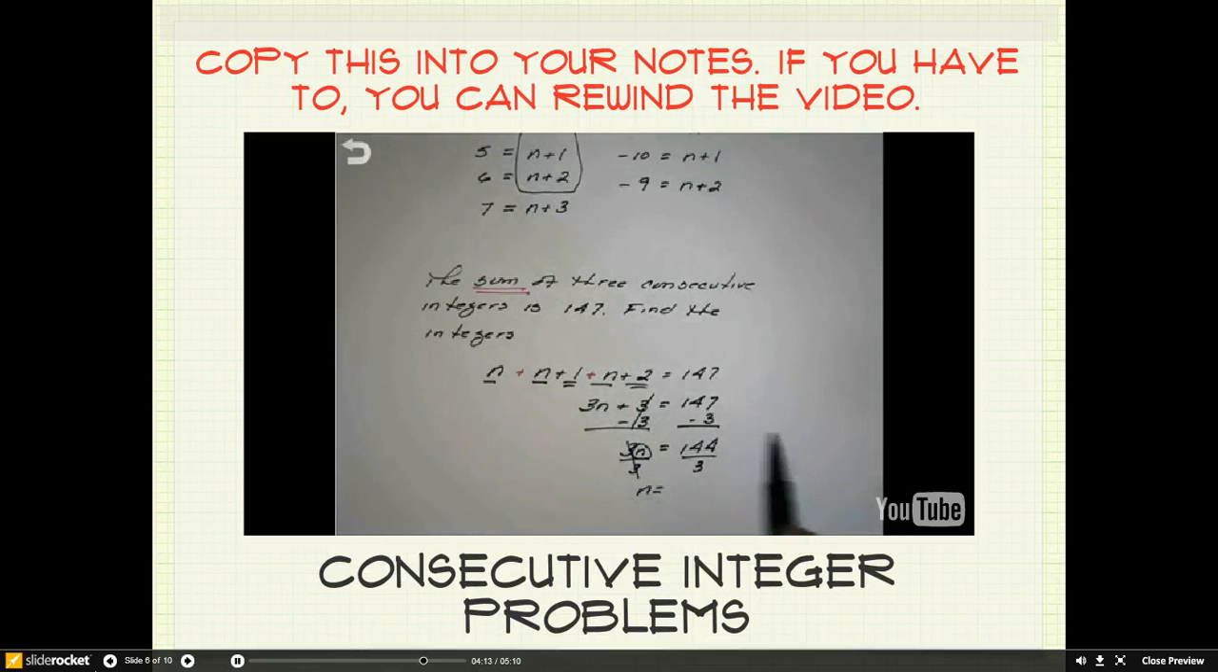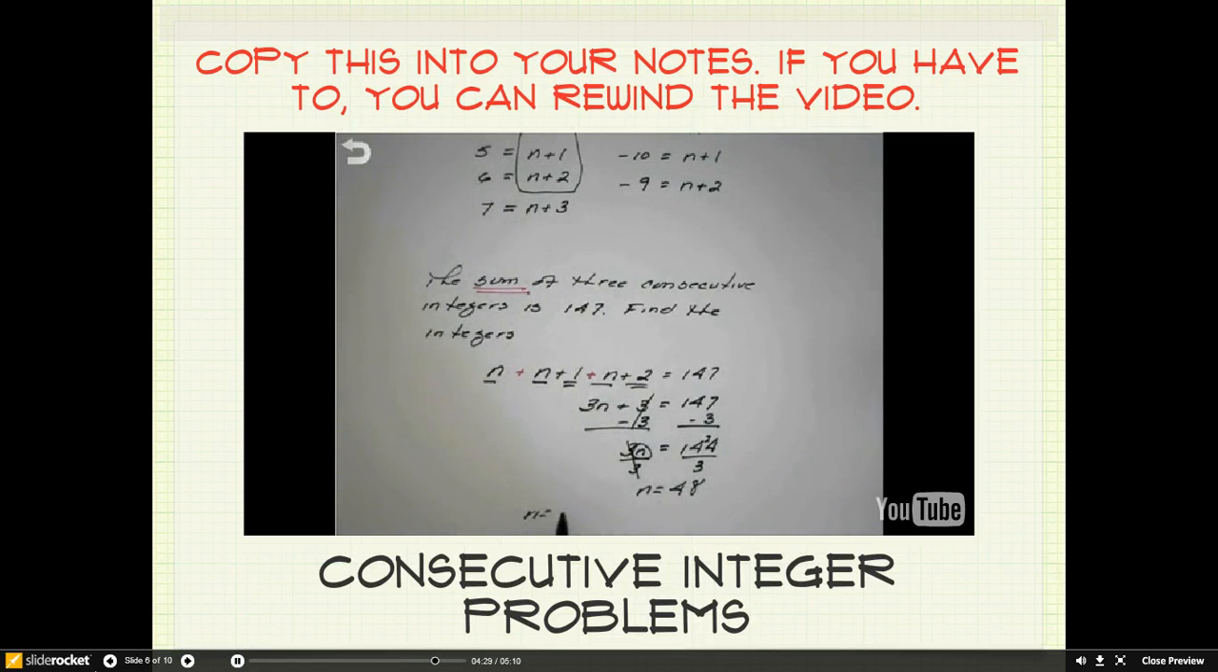N is equal to. Now 3 goes into 14 4 times. Carry the 2, because 3 times 4 is 12. 12 from 14 is 2. I'll put a 2 there just to remind me. 3 goes into 24 8 times. Well, look, I've got my first number.